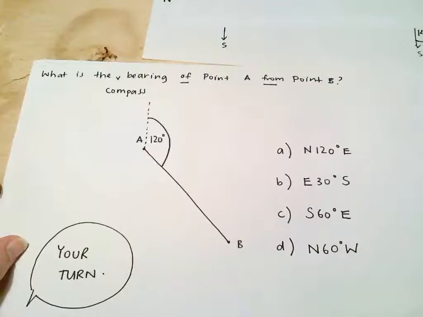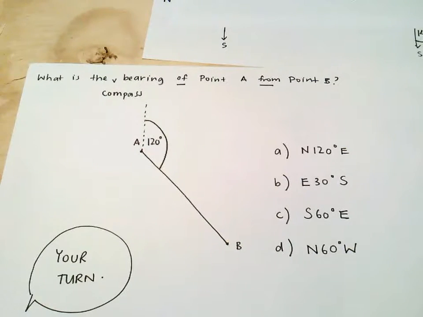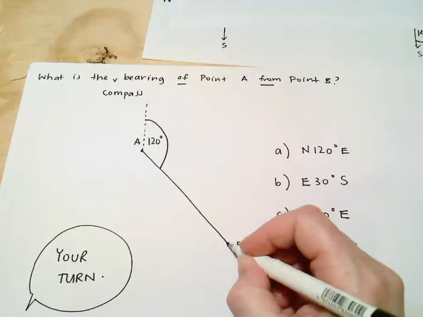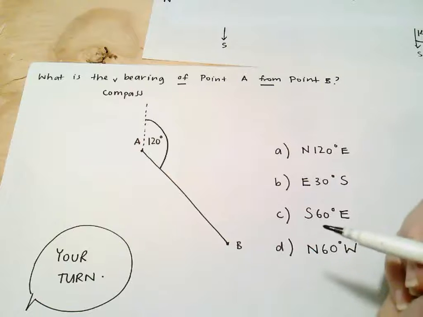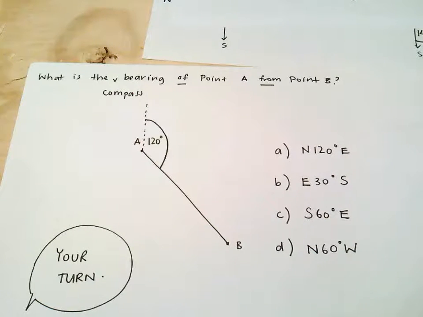Here's your next question to have a go at before we look at true bearings. What is the bearing of point A from point B? From point B means, imagine I'm standing at point B and I'm looking at point A. What is the bearing of that point? Have a go.